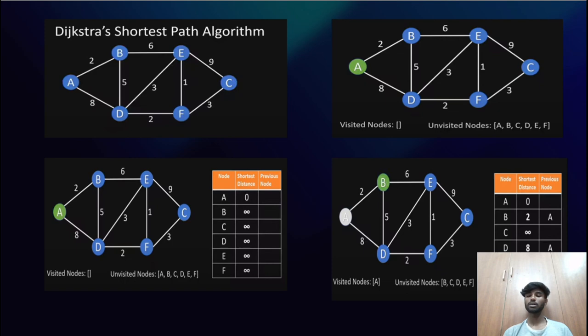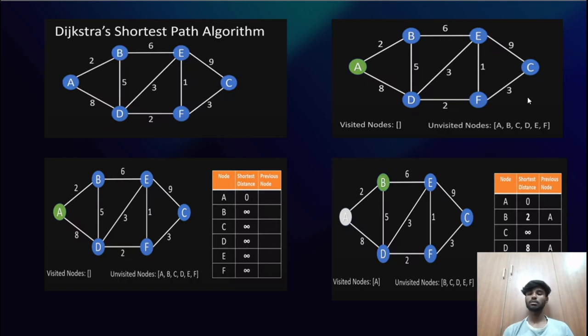Now let's look at node D. We have a distance of 2 plus 5, which is 7, from A over B. This means we need to compare this 7 to our current value 8 in the table, and since 7 is less than 8, we set the current value for the shortest distance to 7 and set the previous node to B. By following these instructions for all the unvisited nodes, we get the shortest distance from A to C: length 12, which is the shortest path.